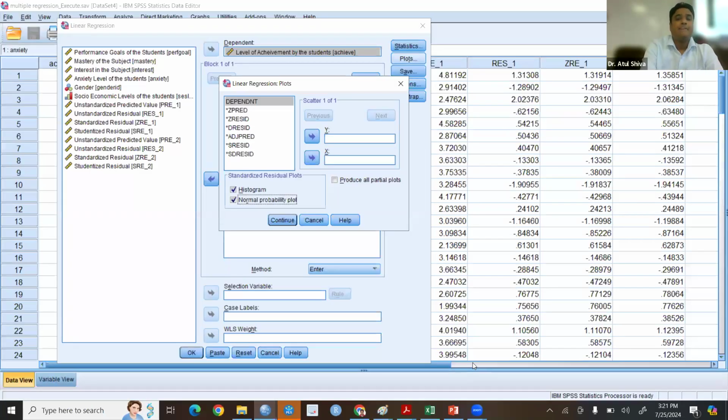You see that the first one is over there: standardized residual plots. Residual should be normally distributed. When we get the output, you will get a residual. Are they normally distributed or not?